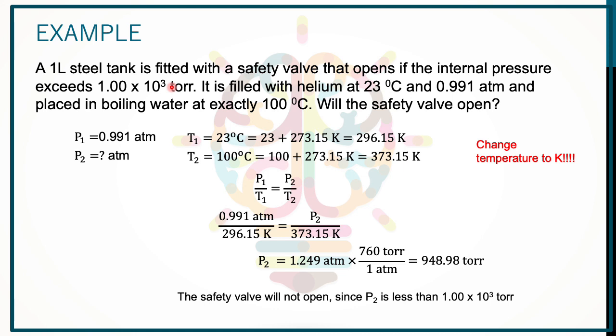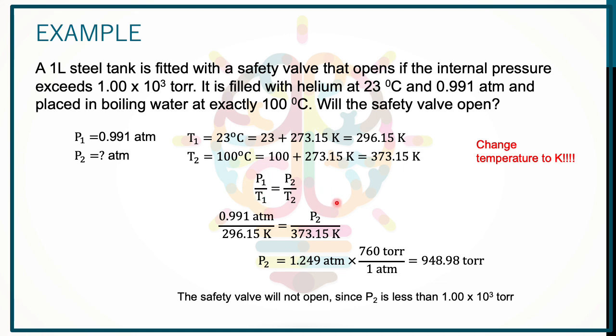So here you can use this formula, P1 over T1 equals P2 divided by T2. Just use this formula. Pressure here is 0.991 atm for the P1. Temperature 1 is 23 degrees Celsius, but you need to change this to Kelvin. This one is P2, so you need to calculate P2. And temperature 2 is 100 degrees Celsius, so you also need to change it to Kelvin. Please change both values to Kelvin.